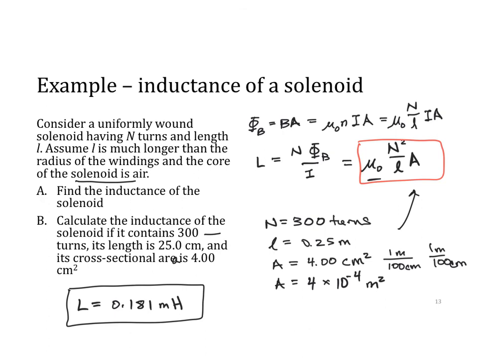Okay, so that's one example of how to figure out inductance. It's not too hard. You just need to figure out flux for the specific thing you're talking about, and then use that to figure out your inductance, your self-inductance of this thing.